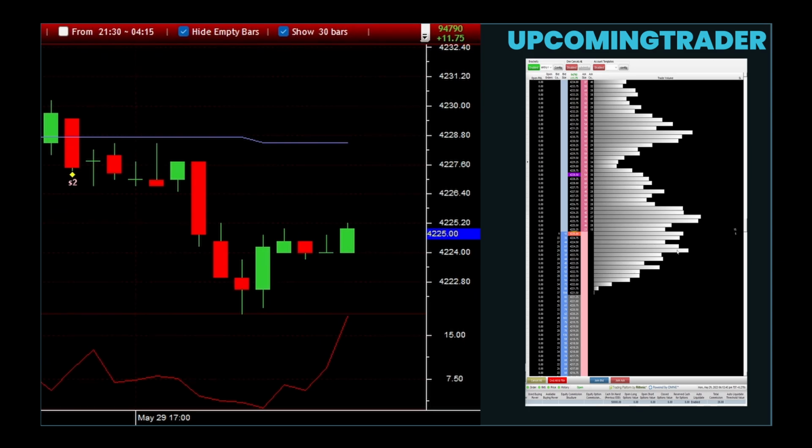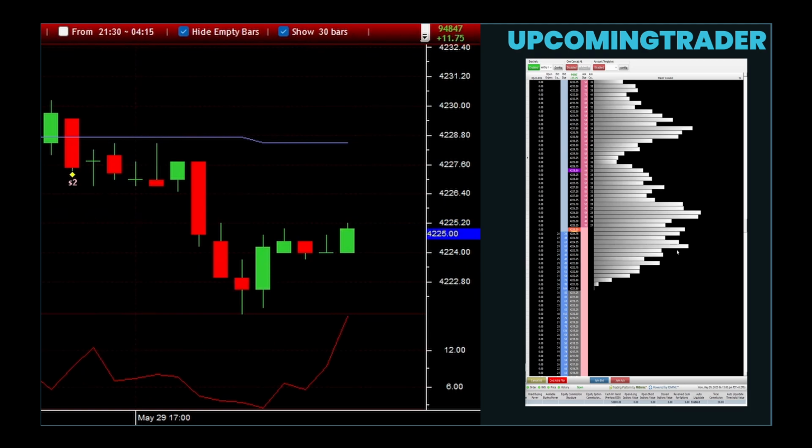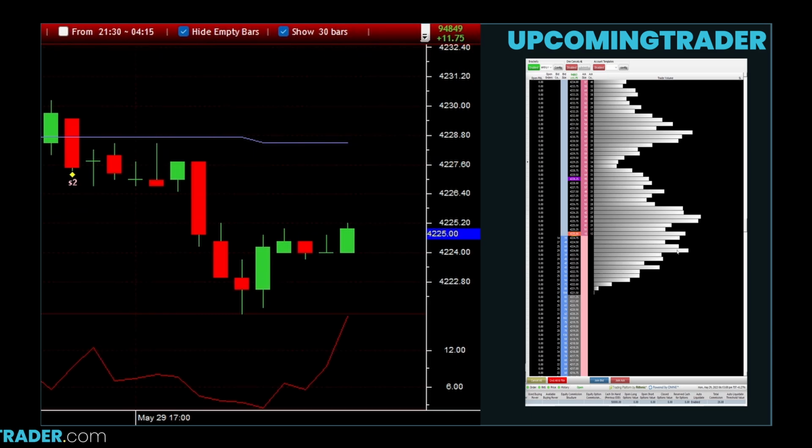Flags form after a sharp price movement, followed by a brief period of consolidation in a rectangular shape, while pennants form in a small, symmetrical triangle. Both patterns indicate that the market is taking a breather before continuing in the direction of the previous trend. When these patterns form above or below an exponential moving average, they can provide a stronger signal of trend continuation.